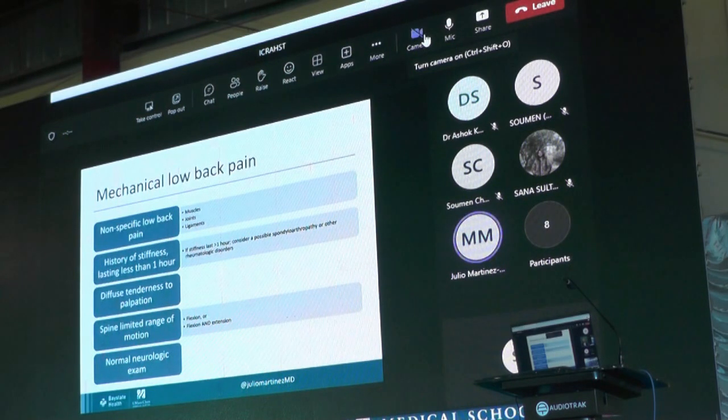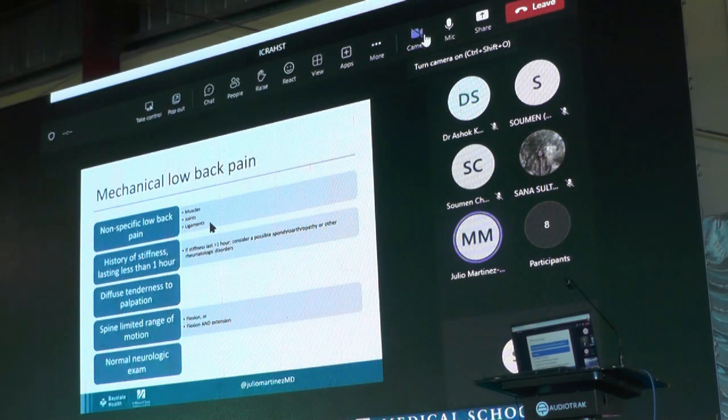Now, once we have our diagnosis, some diagnoses may need x-rays. So the first step before ordering an x-ray or an MRI is to try to determine what I will do with these results. If it will not change my treatment, most likely it's not necessary to get that test done.